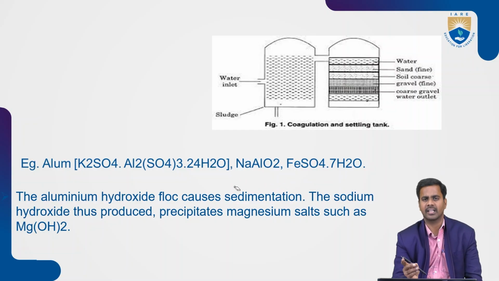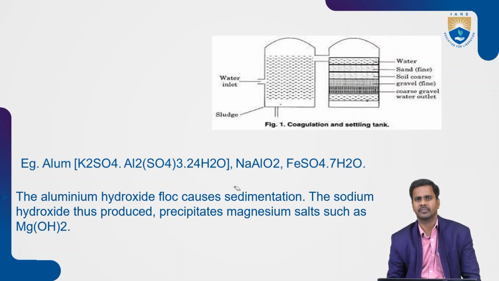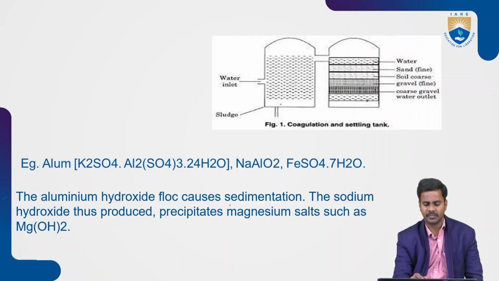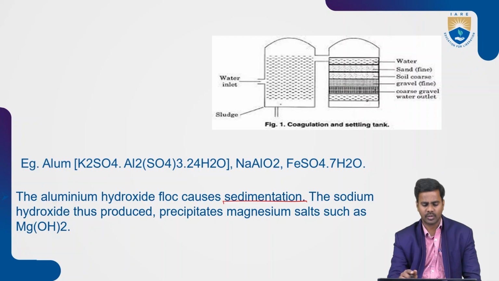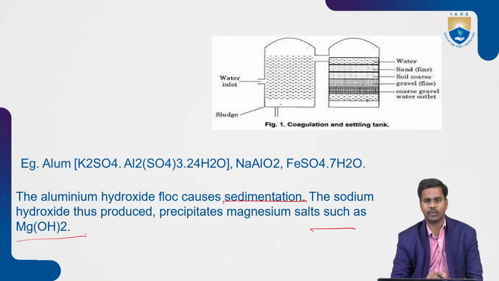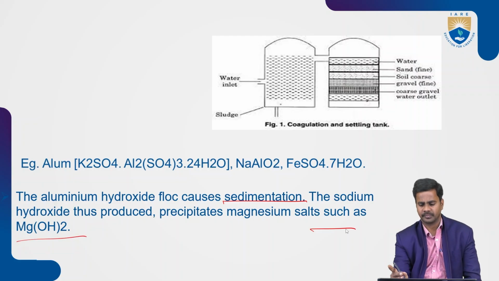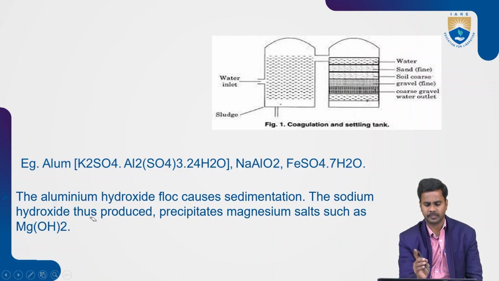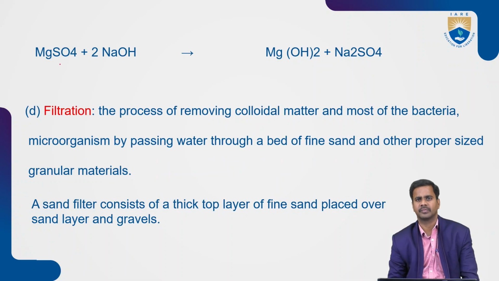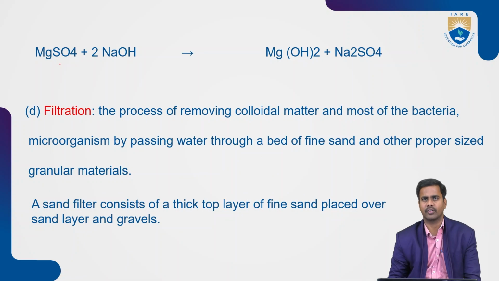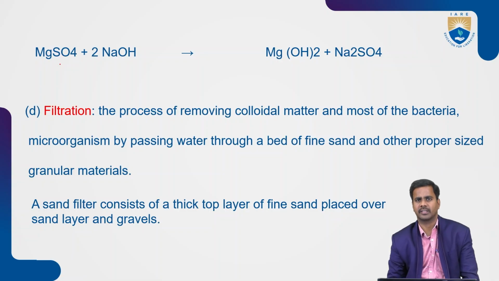When you add alums to the water, it causes sedimentation. The sodium hydroxide thus produced precipitates magnesium salts such as magnesium hydroxide. You can see here magnesium sulfate reacts with sodium hydroxide to form magnesium hydroxide and sodium sulfate.